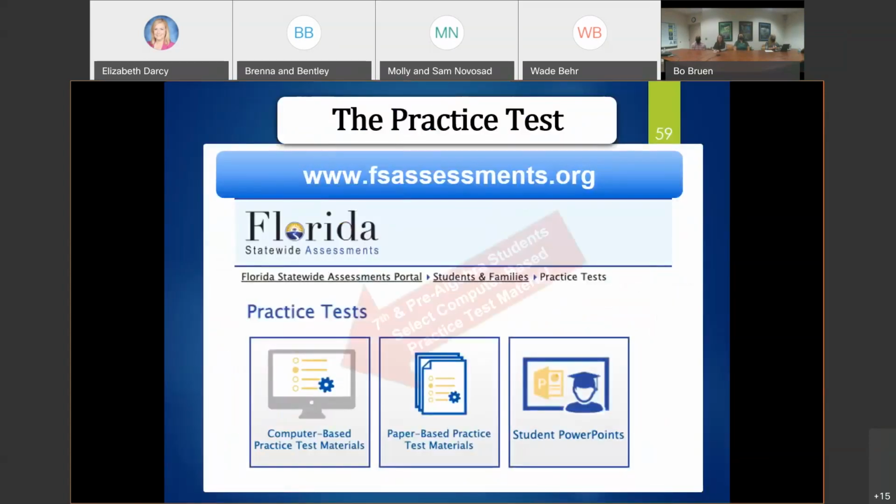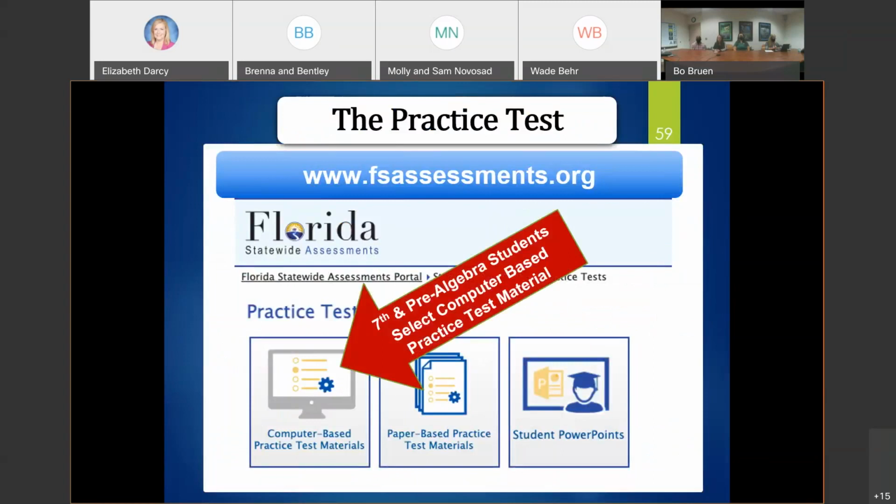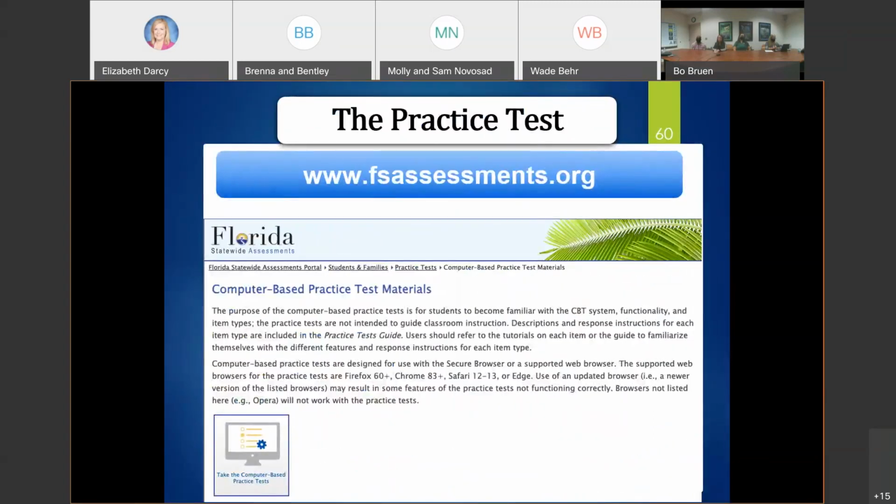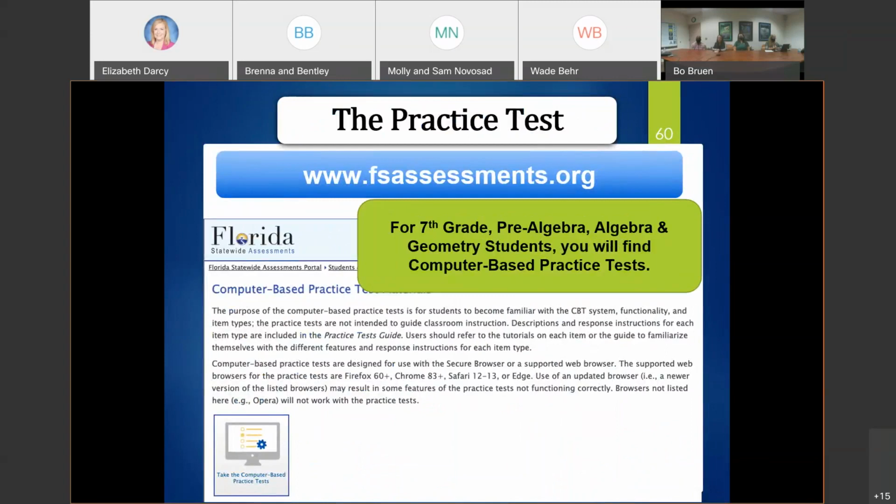And then for our older kids, our 7th pre-algebra, algebra, and geometry kids, you guys are computer-based. Once you click that, you will see where you can go in and click the computer-based practice test. Now, 7th grade advanced IB kids, you guys have done this today, so you can go in and show your parents what it looks like. And for our other students, they definitely should go in and take a look at it and play around with it. I know that most of our classes also have them do that in school.